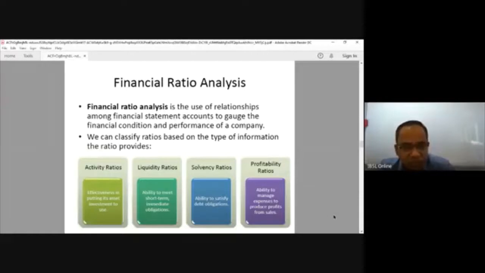So when a company has a large amount of money which they don't put to maximum use, like what I told you, the activity ratio will be very much less, showing that they are not using their full potential. They could have used the potential, but they are not using it.